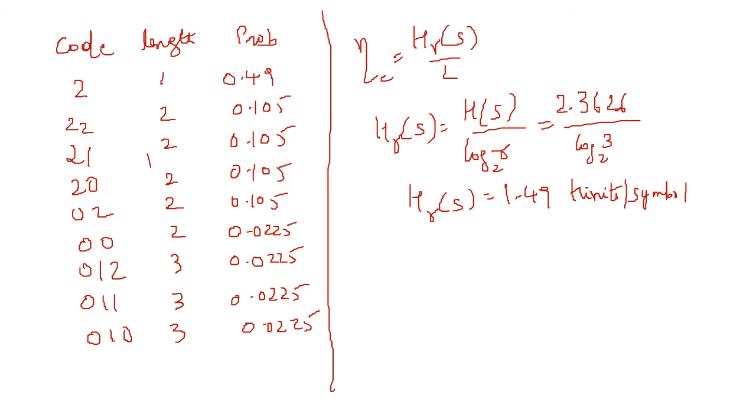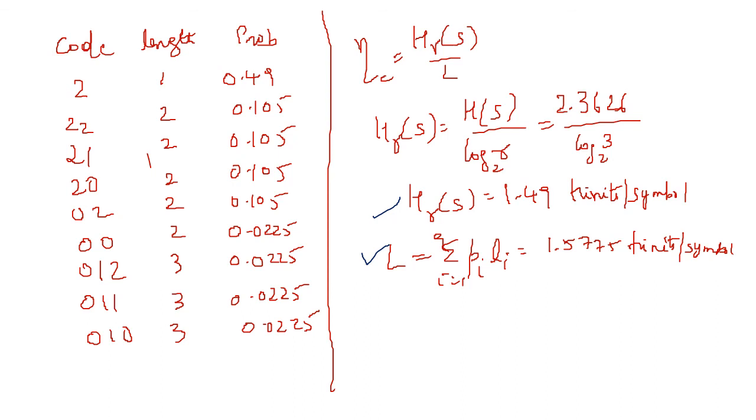And L is equal to the summation i equals 1 to 9 of pi times Li, which you are going to get as 1.5775 trinits per symbol. So we have now got H of S and L here. So substitute in the code efficiency. So finally we will get the code efficiency for the Huffman ternary code as 90%.